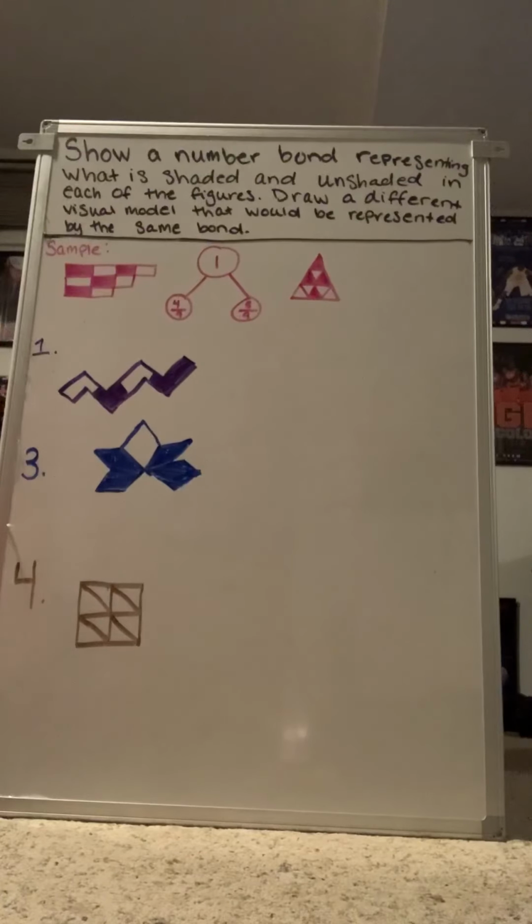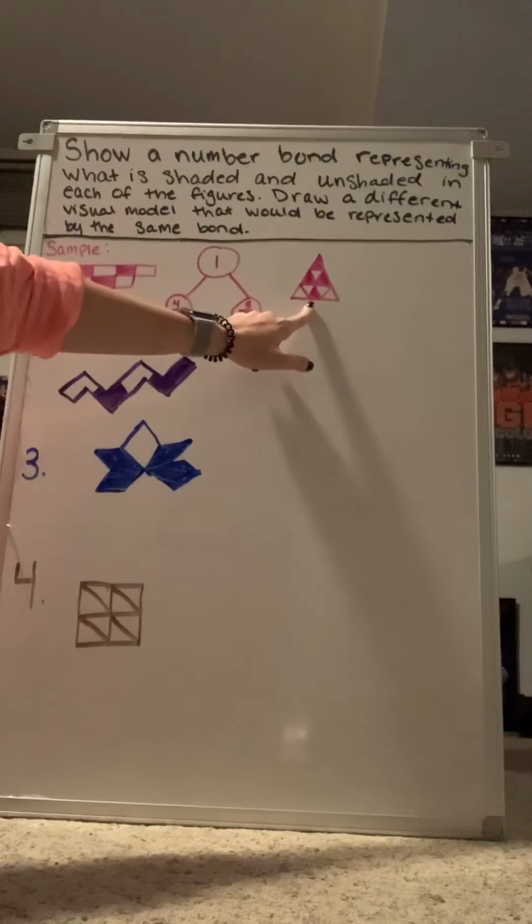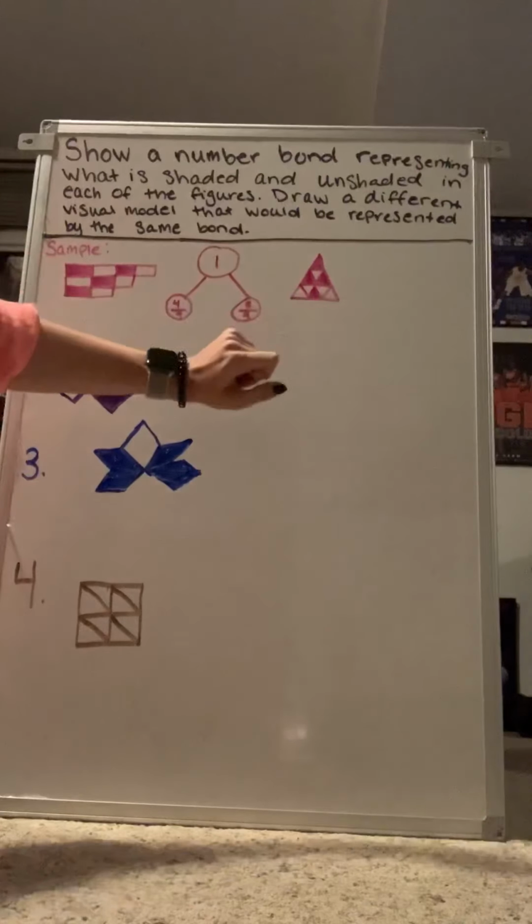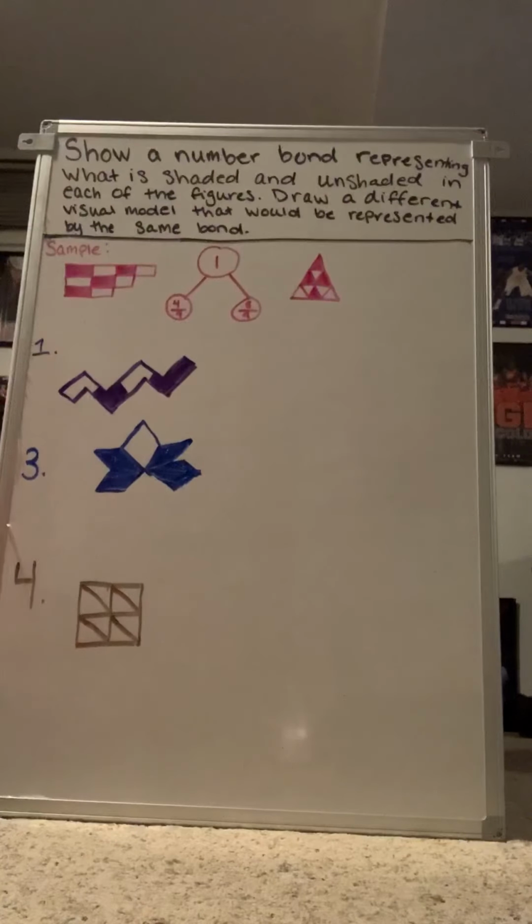So, the problem tells us that afterwards we need to draw a different visual model. The sample gave us triangles. There's 1, 2, 3, 4, 5 unshaded and 4 shaded. Again, there's 9 parts in the whole.